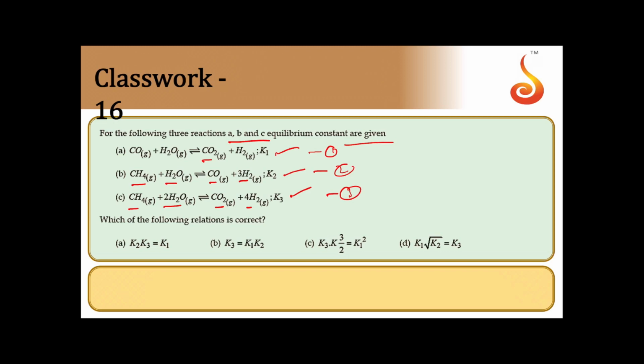That implies the third equilibrium constant must be equal to the product of the first and second, so K3 equals K1 into K2. By adding A and B we get C, which implies multiplying K1 and K2 gives K3. So the answer is K3 equal to K1 into K2. So B is the answer.